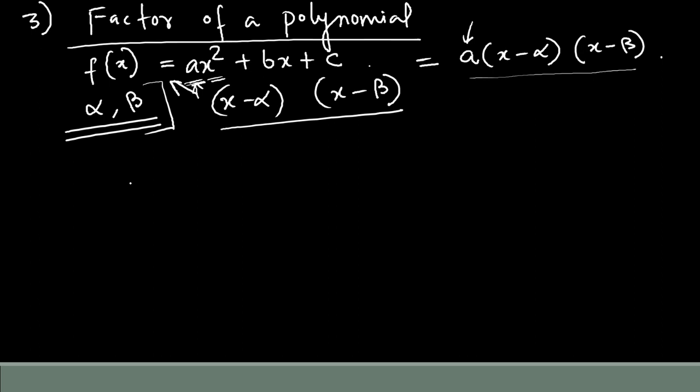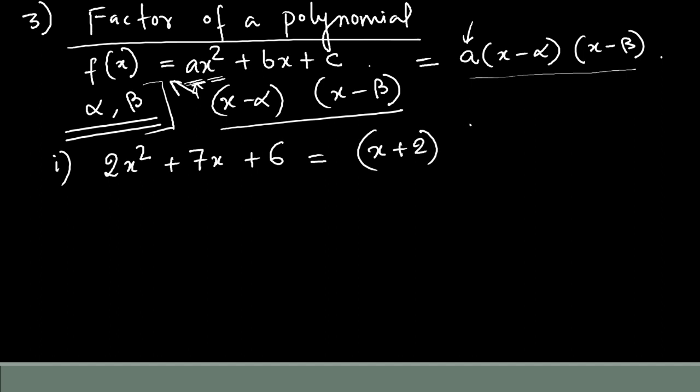Let me give some other example, like real examples with some real numbers. Let's say you have 2x square plus 7x plus 6. Let's say these two are the factors of it. If we factorize it, you will get x plus 2 times 2x plus 3. So this is the way you can factorize it. Okay. This was the generalized form.